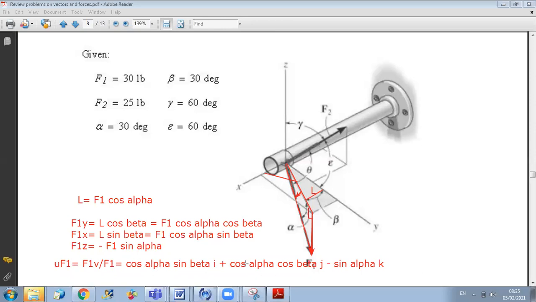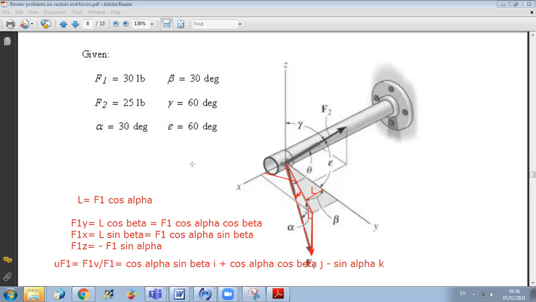And with Y, it will be cosine alpha sine beta. So it just depends on which two angles I give you, but the method is the same. I project first, I find L, then I divide L into two components. If this is not clear, I can repeat. Any question on this method?